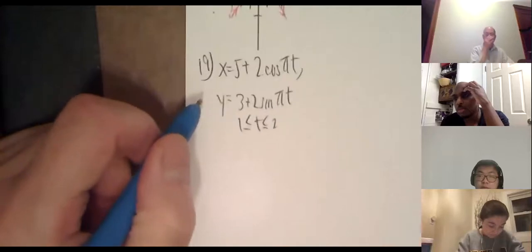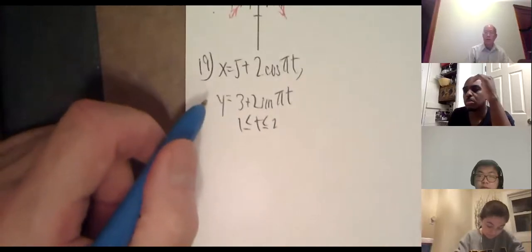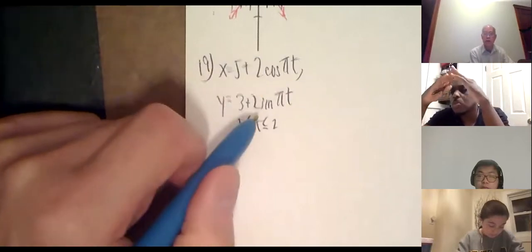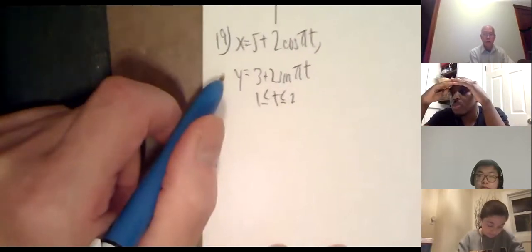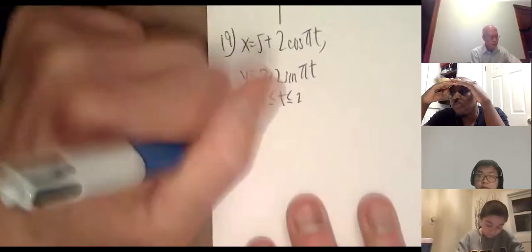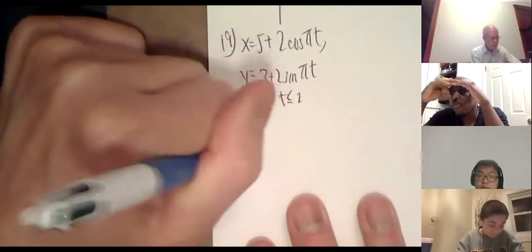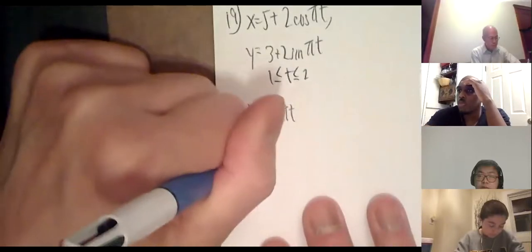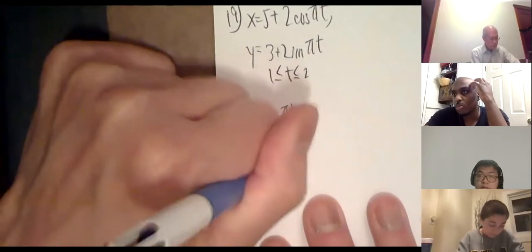First, let's see if we can get a good description of what this thing looks like. Since I have a cosine and a sine, let's try to force there to be a cosine squared plus sine squared equals 1. So x minus 5 divided by 2 is cosine pi t, and y minus 3 divided by 2 is sine pi t. Square them.